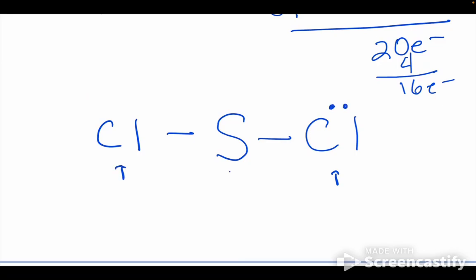So I'm going to place 2, 4, 6. Now that chlorine has 8. So that's 6 of the 16, then 8, 10, 12. So that chlorine is now good. And now I can place electrons on the central atom, which would be 14, 16. If you evaluate it, each element has 8 valence electrons.